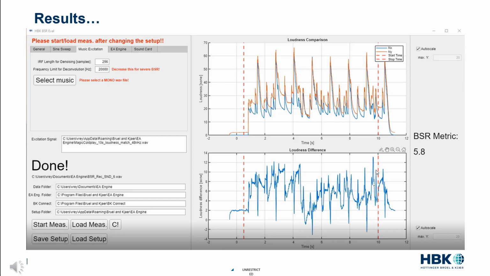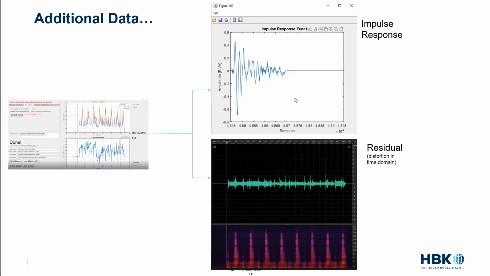We just finished acquiring the data, and the BSR app overlays the NY and NX curves on the top graph. Look at the difference between the two curves. Additionally, the application displays the difference between NY and NX over time. Finally, the application calculates the average loudness difference in sones, and this is what we call the BSR, or buzz, squeak, and rattle. Low BSR means we have measured a device with low artifacts. High BSR means we have measured a device with high artifacts.